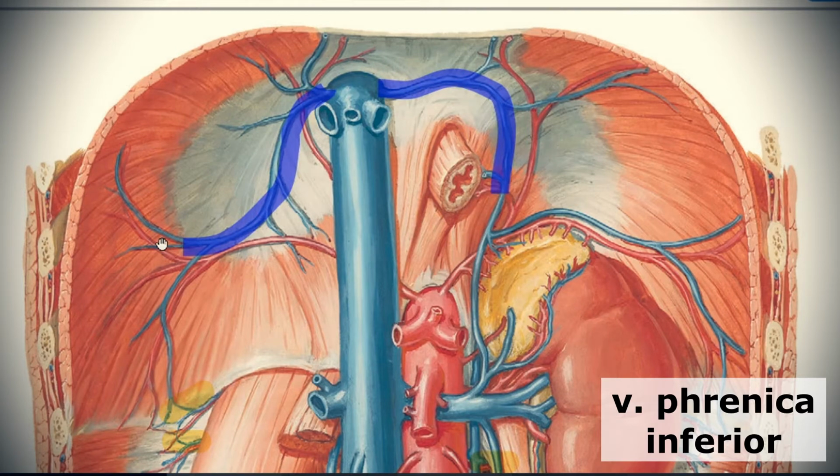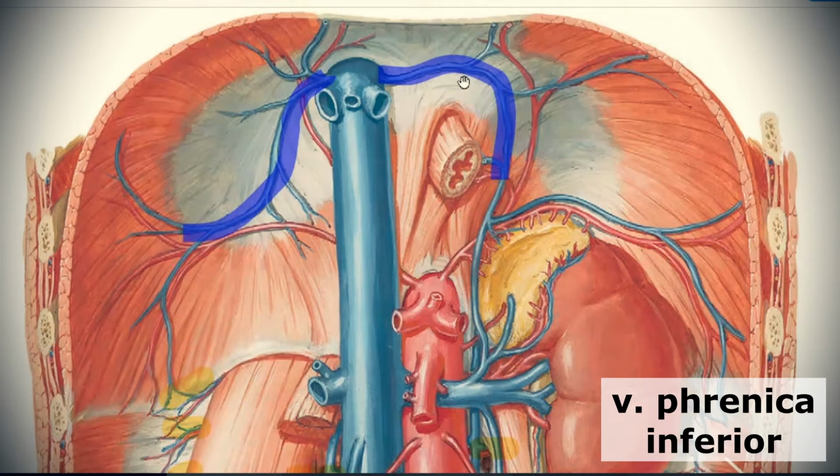It drains blood from the diaphragm and from the muscles of the abdomen, and it can create some anastomoses, as you can see, with suprarenal veins, with esophageal veins, and musculophrenic veins near the intercostal spaces. And that's all about the inferior phrenic veins.